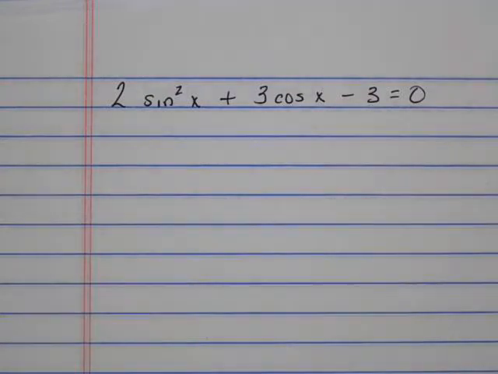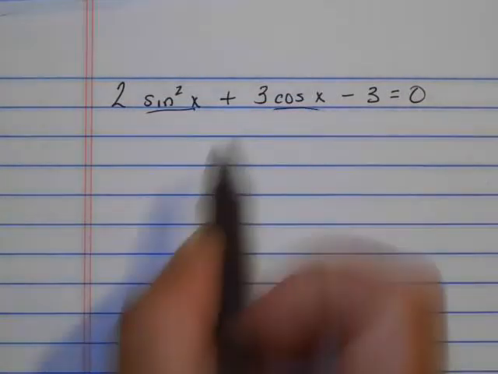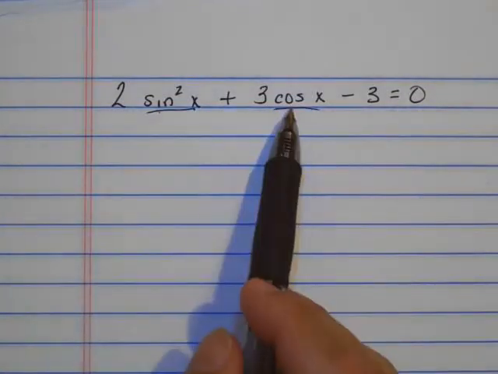Do one more example with you. Got 2 sine squared x plus 3 cosine x minus 3 equals 0. Notice these are not the same trig functions, so I'm going to see if I can find a way to make sine squareds into cosine squareds.